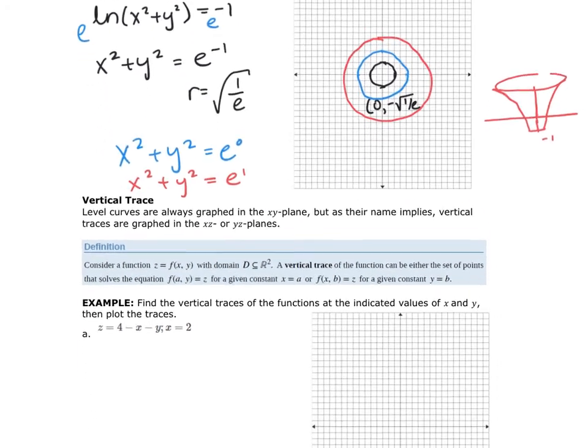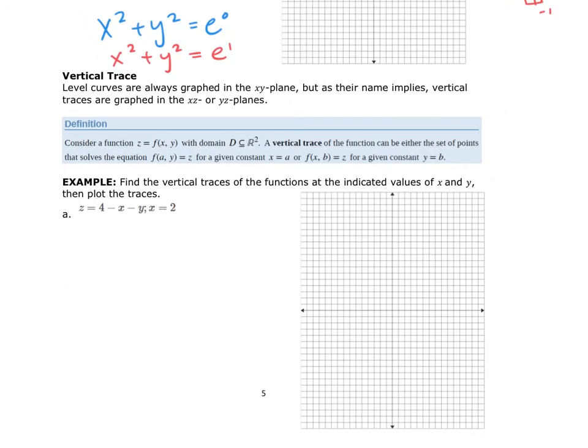Okay, moving on. Now we're going to have vertical traces. This will also help us graph. It's exactly what we expect. It is the vertical trace. And we graph these in either the xz or the yz planes if we are looking at the vertical traces for x is equal to a number or for y is equal to a number. So it depends on which direction we are going.